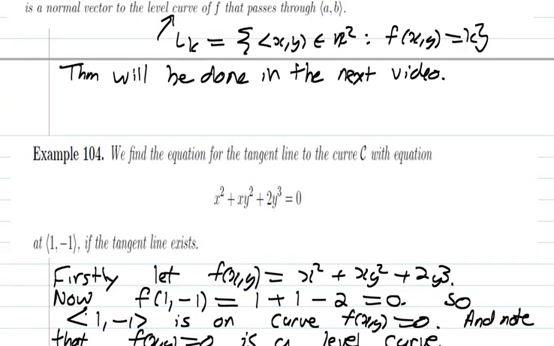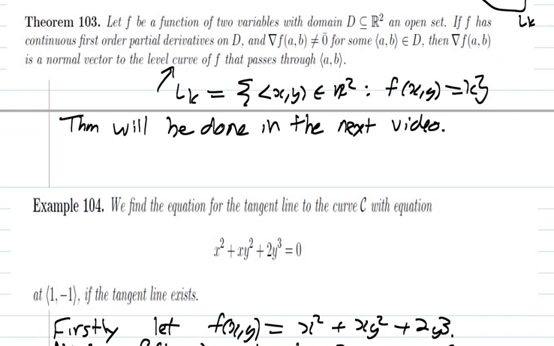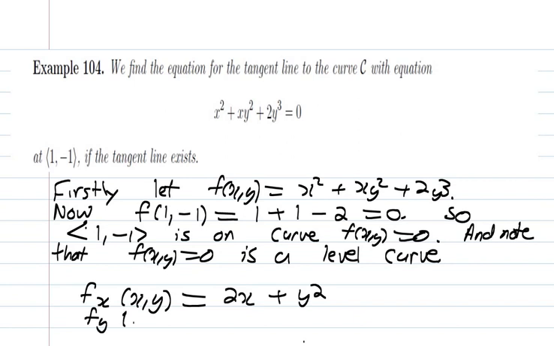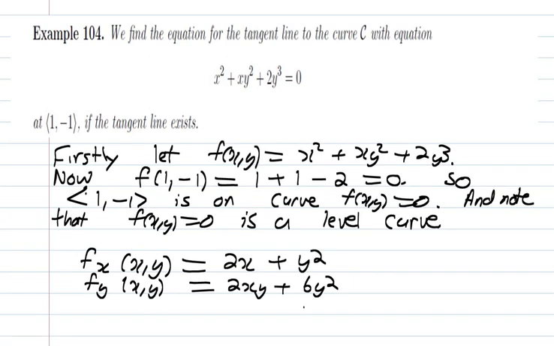Alrighty. Now we want to use theorem 103. So again, we need to make sure that f has continuous first order partial derivatives and that grad f is non-zero. So let's quickly work out the partial derivatives. We differentiate each term with respect to x. So partial x: 2x, y squared. Partial y: 0, 2xy, 6y squared. And now we go to grad f.